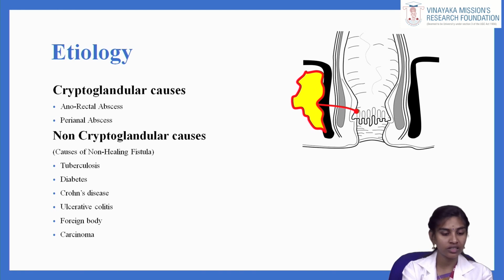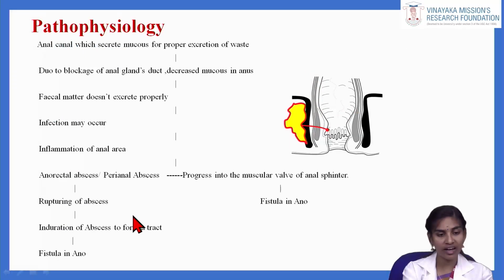Non-cryptoglandular causes are tuberculosis, diabetes, Crohn's disease, ulcerative colitis, foreign body obstruction, and carcinoma of the rectum or anus. The pathophysiology: the anal canal secretes mucus for proper excretion of waste. Due to blockage of the anal gland duct, there is decreased mucus in the anus. Fecal matter doesn't get excreted properly. Infection may occur, resulting in inflammation of the anal area.